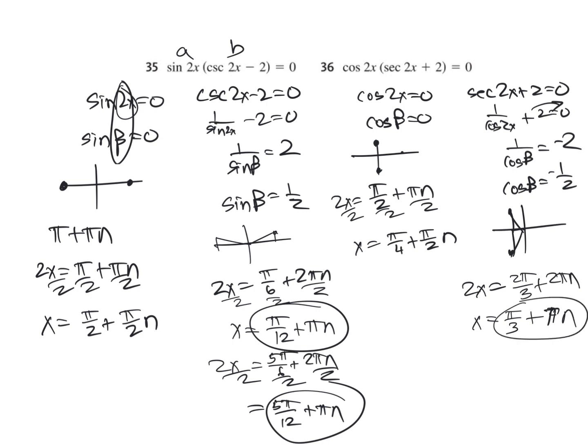And the other one is your 2x equals 4 pi over 3 plus 2 pi n. Multiply everything by 1/2. 4 pi over 6 or 2 pi over 3 plus pi n.